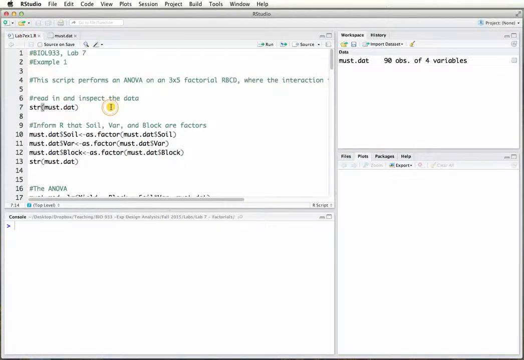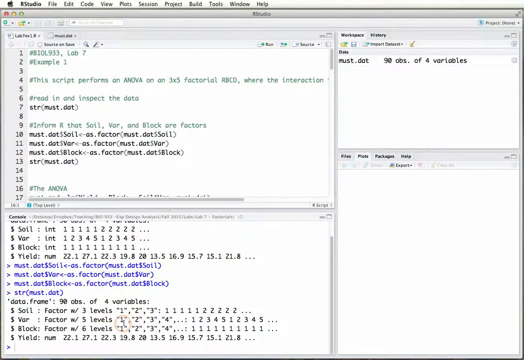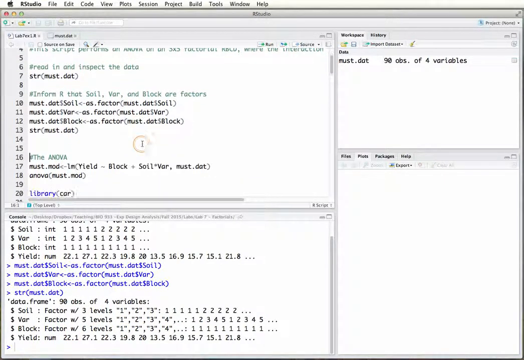So once you bring in the data set, you want to ask about the structure of it, and in this particular case, soil is running from 1 to 3, variety from 1 to 5, and blocks from 1 to 6. So R thinks they're all integers. So in lines 10 through 12 here we are reassigning them as having factor status, and we look at the data set again, and now we have our factors where yield is a number, so that all looks good.